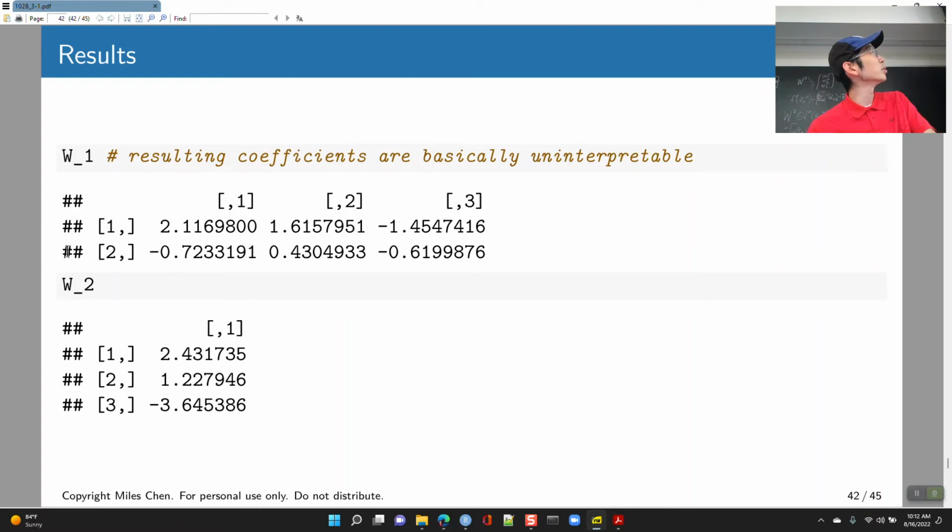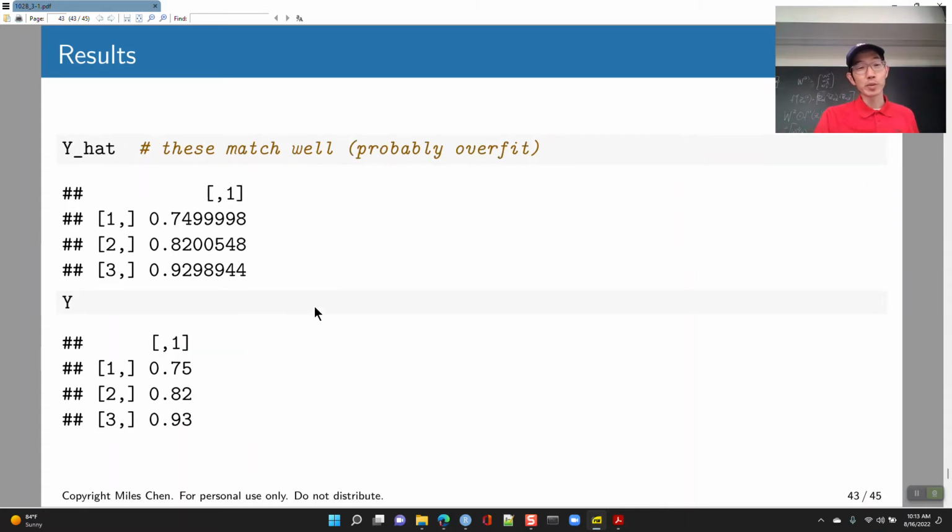This is my W1 coefficient. These are my W2 coefficients. The coefficients basically are uninterpretable. These don't really have any significant meaning to us, okay? Because what is the meaning of W11? I have no idea. What's the meaning of W22? I have no idea, okay? It doesn't really matter. What matters, though, is that we're making good predictions.